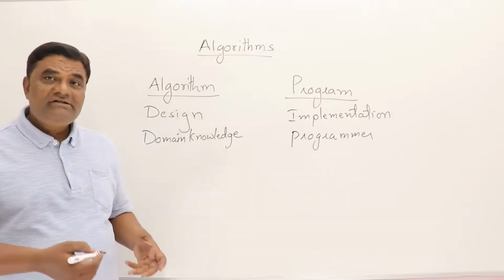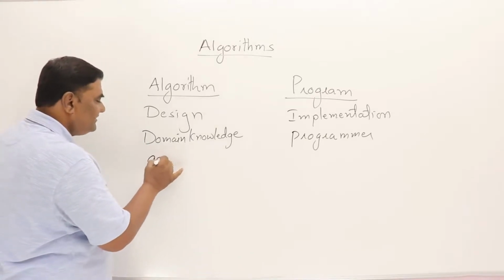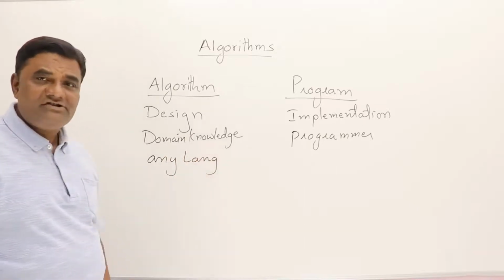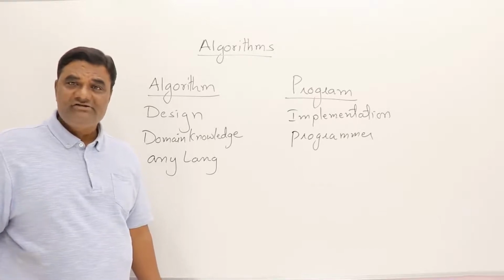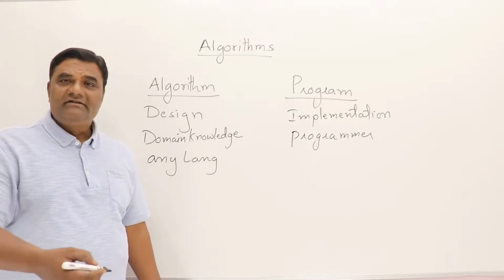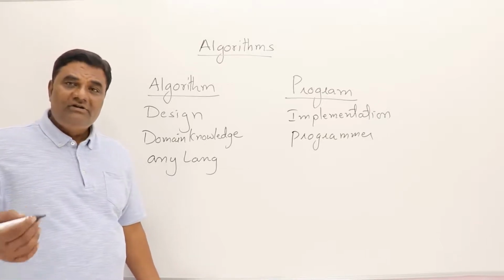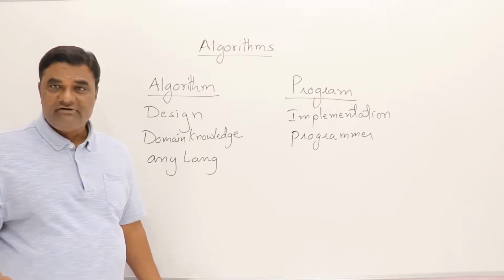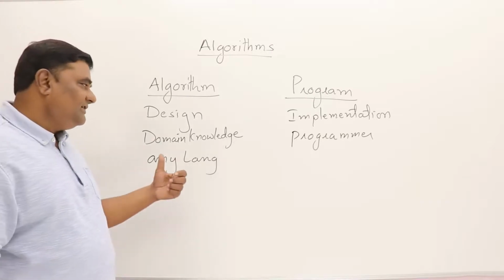Next, what is the language used for writing an algorithm? You can use any language. Any language means English-like language, or you can use some mathematical notations. If you write in English-like language, it will be like writing paragraphs or a summary. If you want, you can use mathematical notations also. It's better if you use mathematical notations. So any language can be used.